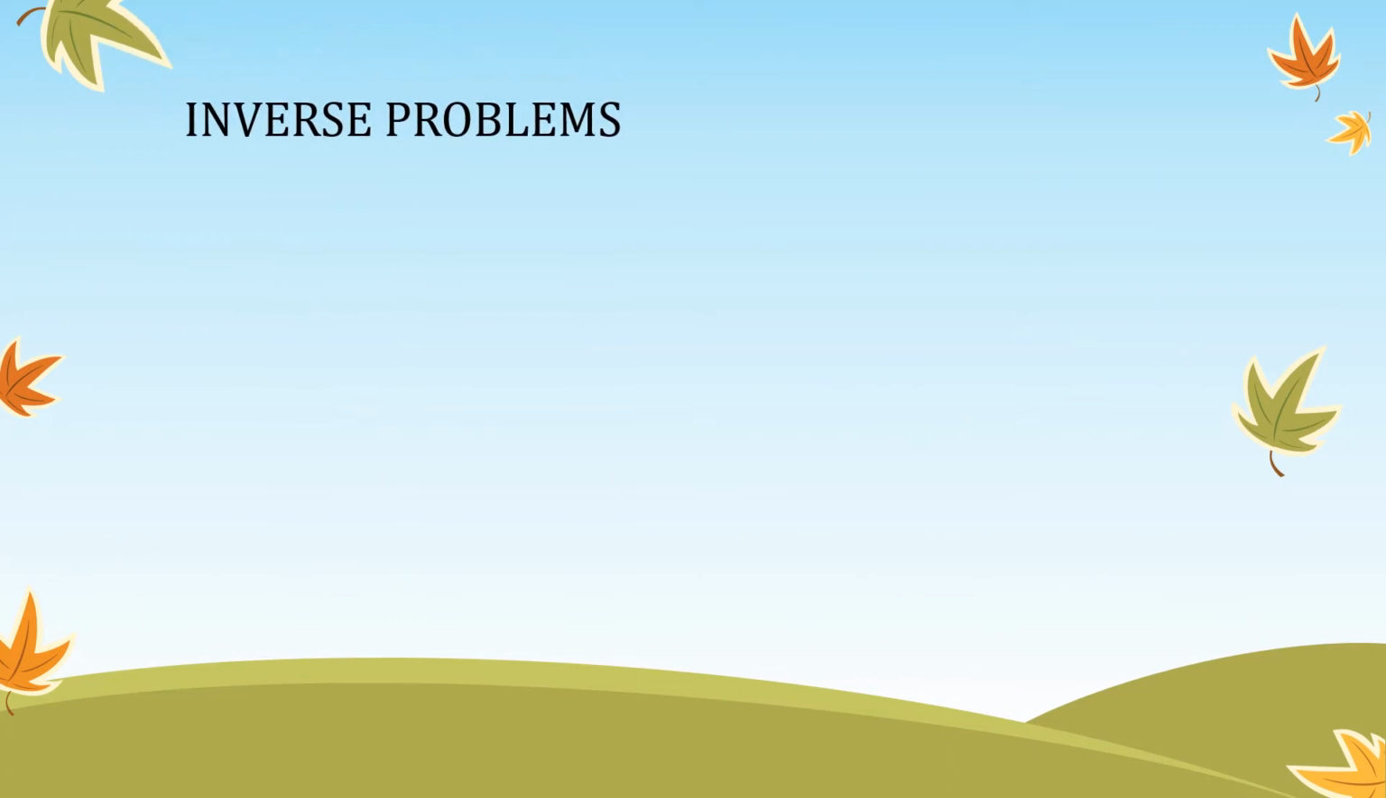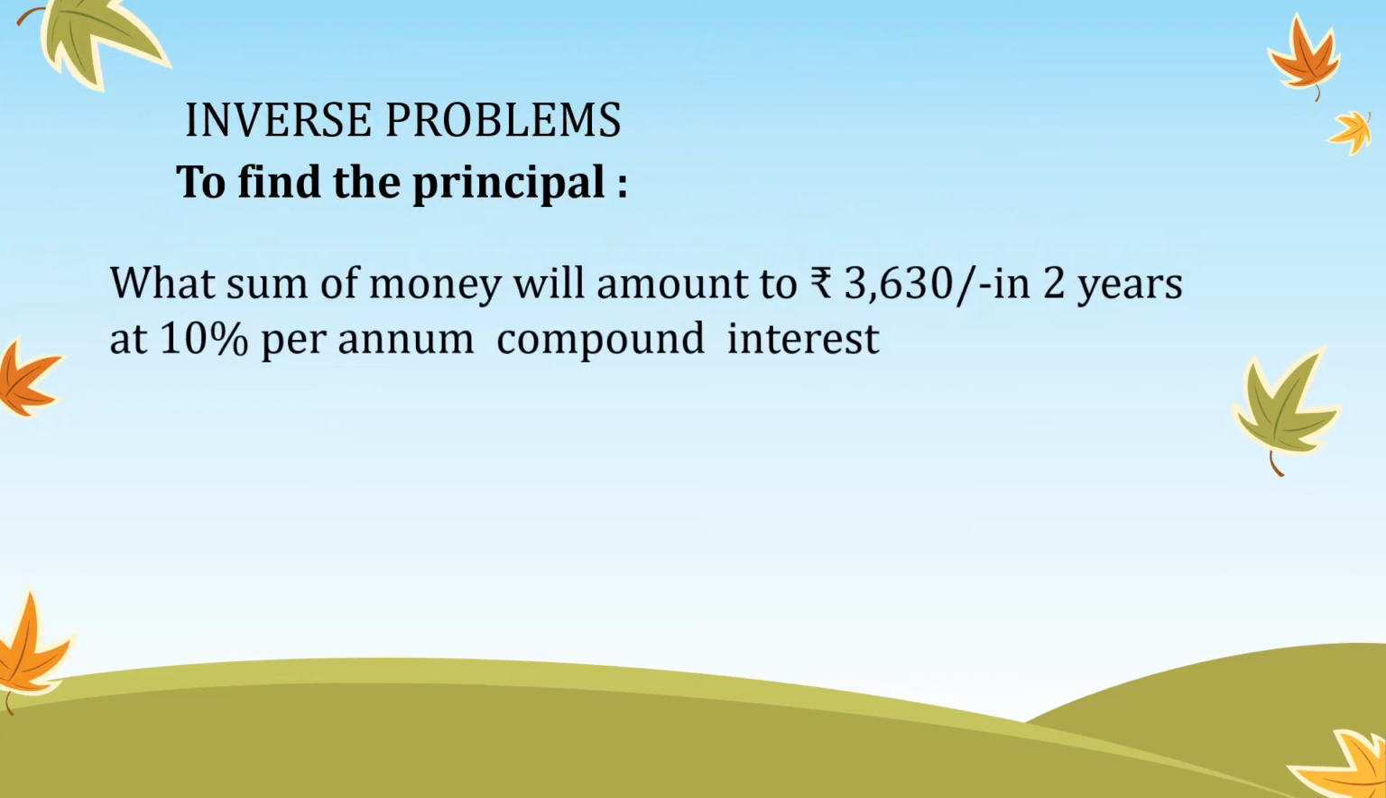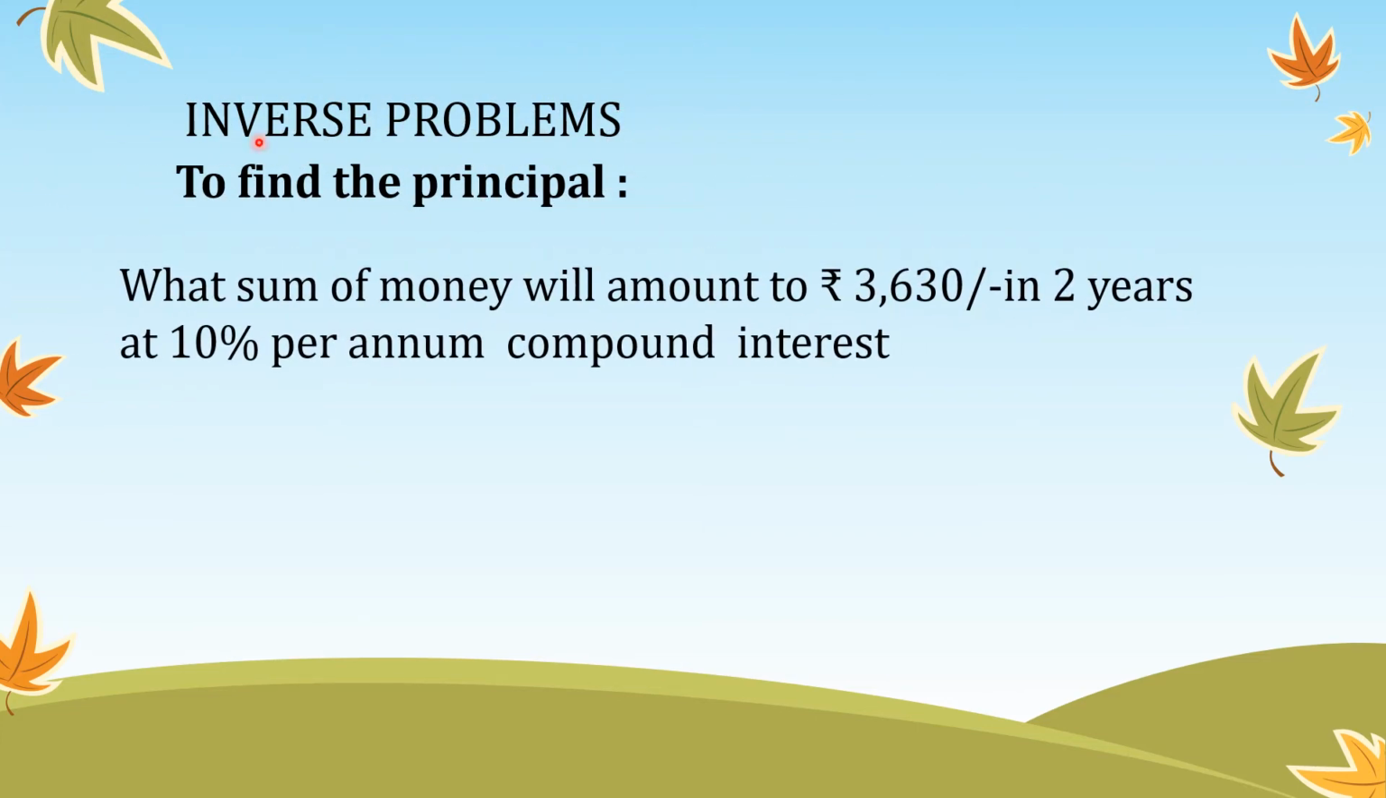Next is the inverse problem to find the principal. What sum of money will amount to 3,630 in 2 years at 10% per annum compound interest? Here only the rate of interest R is given. The different rates of interest are not given. Only 10%.